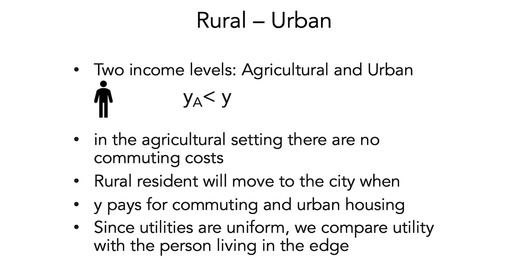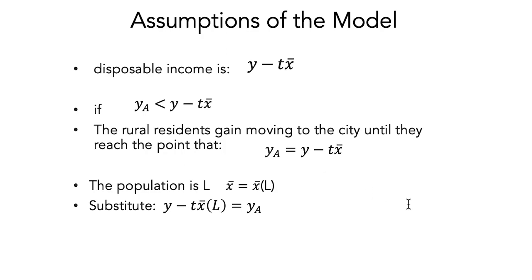But think about it. The agricultural setting will have no commuting costs. So this is assuming that the farmer just wakes up, turns around, and the cornfield is right there, and you can start working. However, the rural resident will move to the city when Y pays for commuting and for urban housing. And since utilities are uniform all over the city in equilibrium, we can compare the utility of the agricultural person with the person that lives at the edge. It's exactly the same as if we compare it with the utility of any other person living in the city.